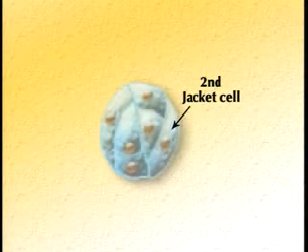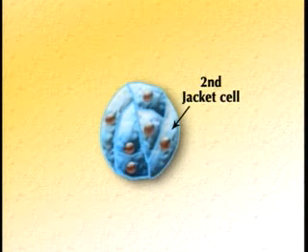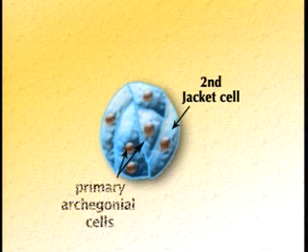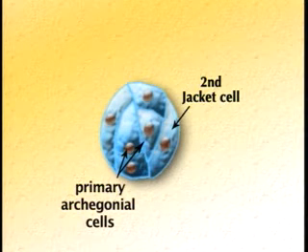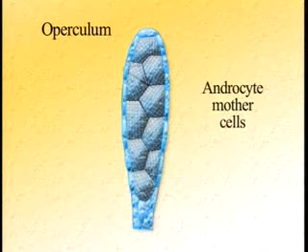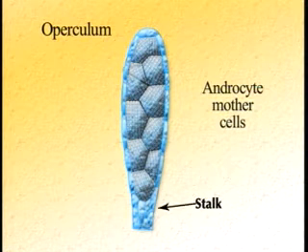The large daughter cells again undergo similar divisions and give rise to second jacket initials on the outer side and primary archegonial cells on the inner side. Thus, each cell of the filament gives rise to two jacket initials and one primary archegonial cell. The jacket initials divide only anticlinally and form a single layered antheridial jacket. The apical cell of the filament forms operculum or cap region of the antheridial wall. The primary archegonial cells divide repeatedly, and the last generation of these cells form androcyte mother cells.